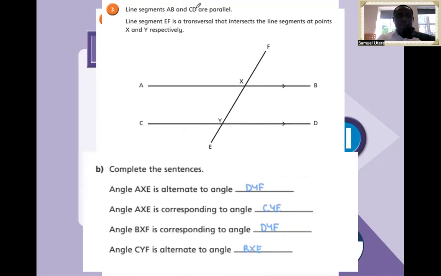You would notice that angle AXE is alternate to angle DYF. So angle AXE here is alternate to DYF, this angle here. And have you noticed how they are connected by a Z shape? Okay, so we say it's alternate.